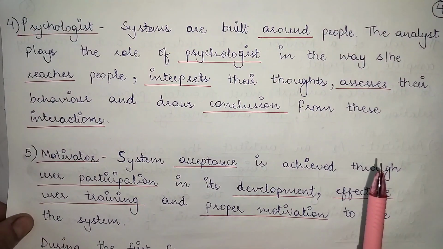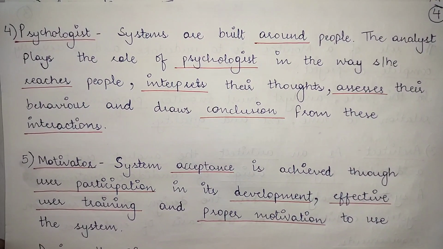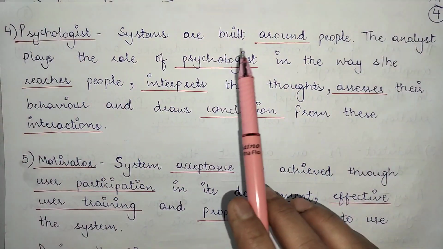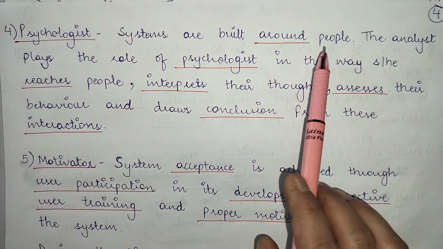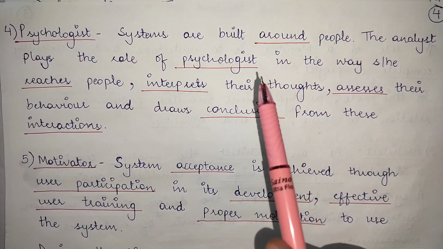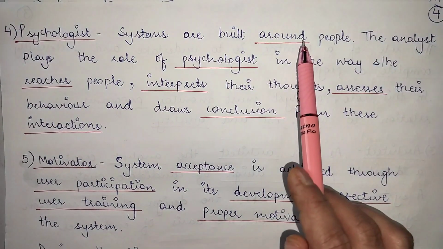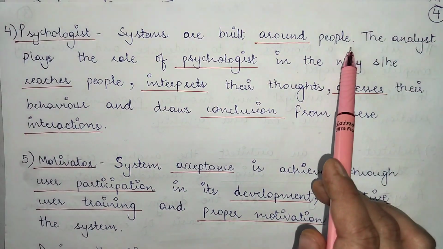The other role, or the fourth role of a system analyst in any organization or business, is that of a psychologist. See, systems are built around people. It is the people who make up the system. It is the people who come up with requirements. It is the people who will be using the candidate system. So systems are definitely built around the people who will be using them.